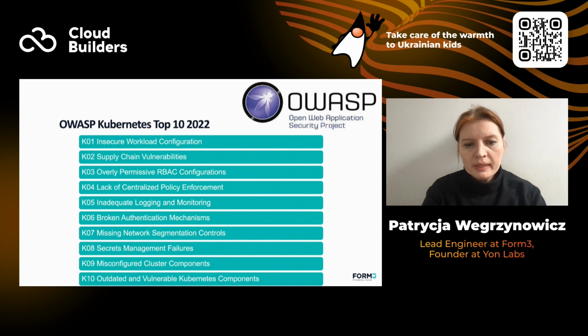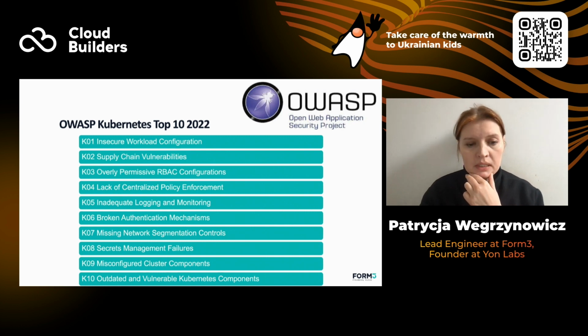Number six, broken authentication mechanisms. That's also very risky and one of the top 10 for web applications, for example. So yes, we need to pay attention to how we configure our authentication mechanism in our Kubernetes clusters.